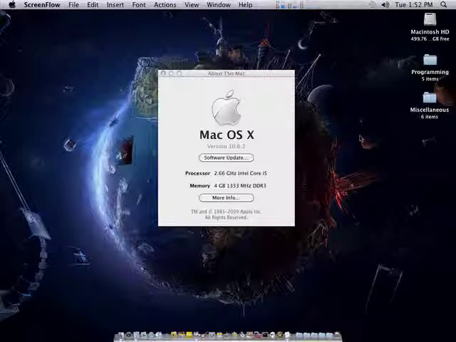I have a 500 gig Western Digital hard drive, a 2.66 gigahertz Core i5, 4 gigs of 1333 megahertz DDR3 RAM, the EVGA 9800 GTX, which performs quite well, might I add, and the OCZ Fatality 550 watt power supply. Oh, and I'm also using an NZXT case.